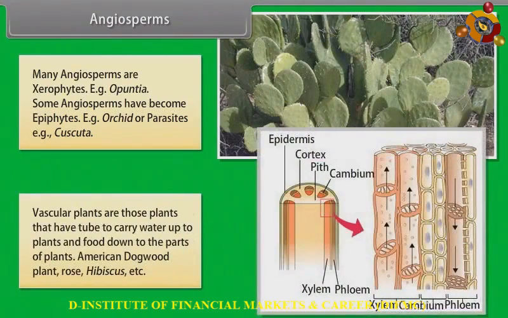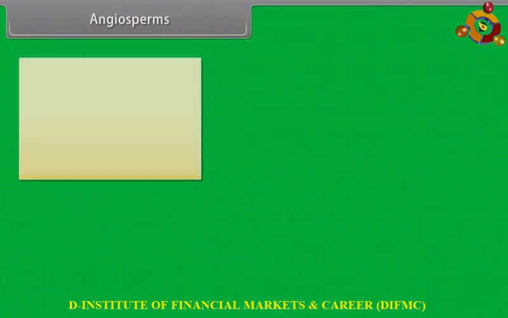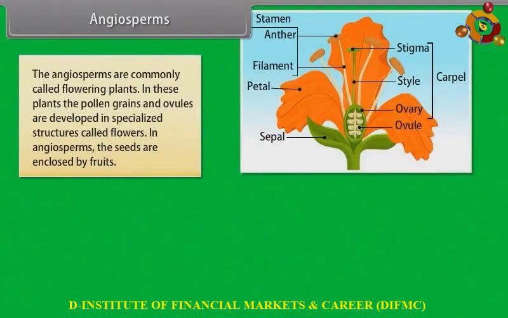Vascular plants are those plants that have tubes to carry water up to the plants and food down to the parts of plants. Examples are American dogwood plant, rose, hibiscus, etc. The angiosperms are commonly called flowering plants. In these plants, the pollen grains and ovules are developed in specialized structures called flowers. In angiosperms, the seeds are enclosed by fruits.